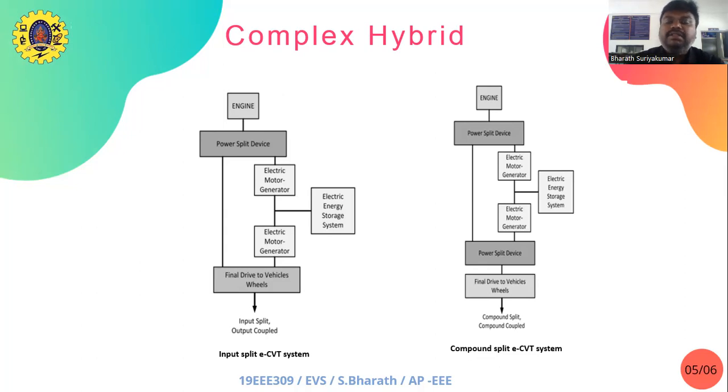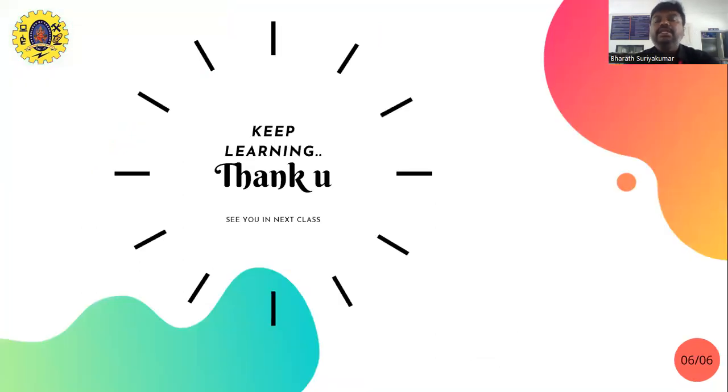So with this, we have discussed today about the configuration of block diagram of the electric vehicle subsystem. What are the four different configurations of e-vehicle? That is series, parallel, series parallel, and complex subsystems.